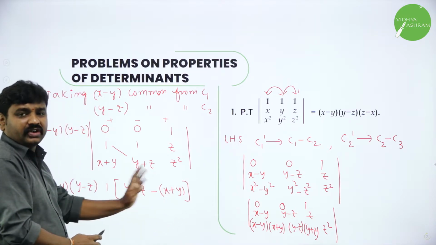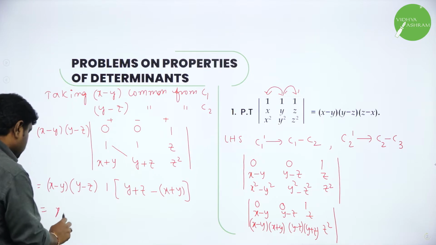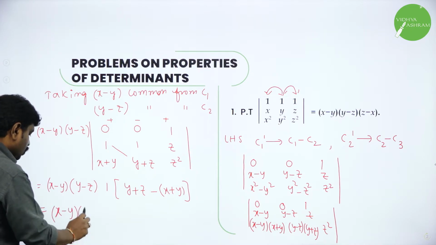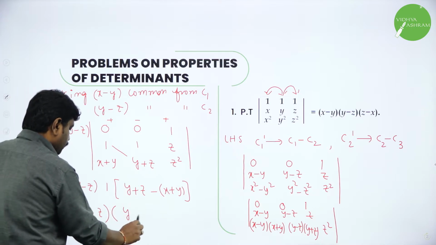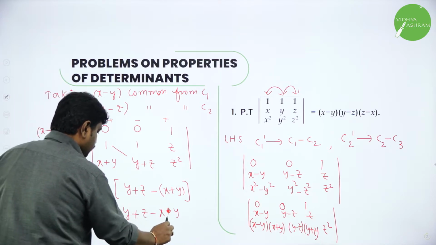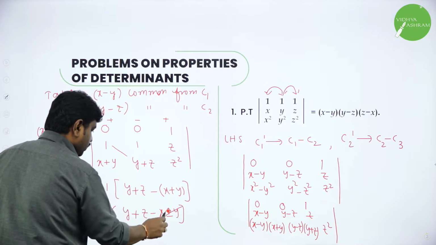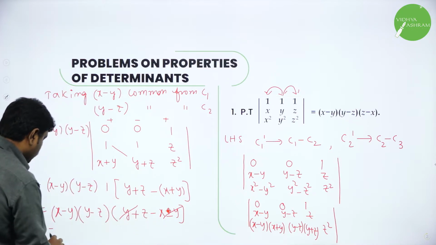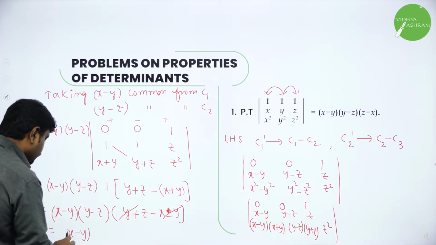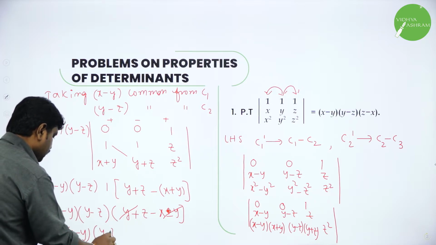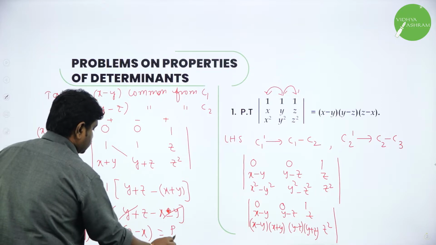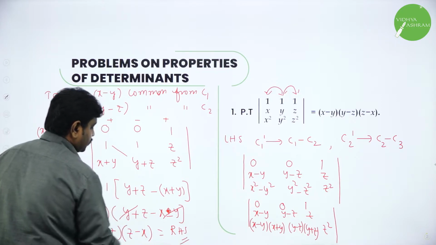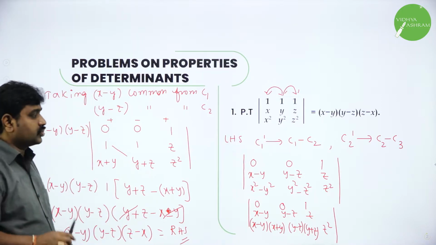Now simplify this further, you will have (x minus y) into (y minus z) into, so if you expand y plus z minus x, z minus y, plus into minus is minus, so minus y plus y cancels, you are left out with (x minus y) into (y minus z) into (z minus x). This is RHS. I hope all of you understood this.